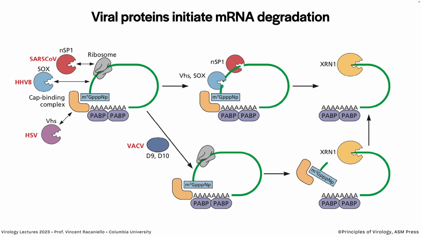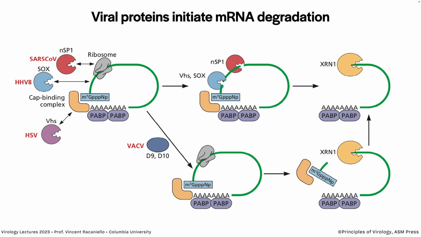And so here, for example, on the left is a cellular mRNA in the process of being translated. There's the 5' cap, m7GpppNp. And the way translation works is that a protein in the cell binds the cap to get translation going. We'll see that in a moment.